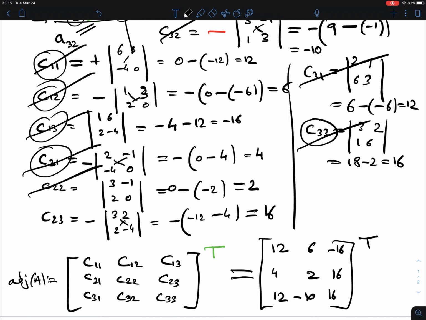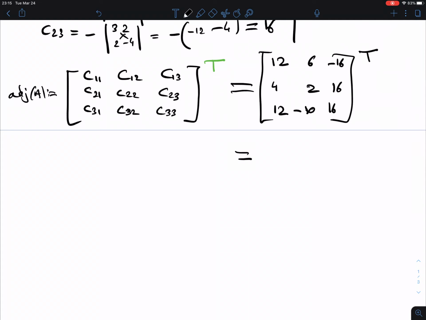But transpose. What does that mean, transpose? Well, transpose means that the rows become the columns, and the columns become the rows, in the same order. Some of you on the test just did the order wrong. Okay, don't do that. So what you do is you take this line here, and you flip the matrix along that line, flip it over. So this would be now 12, 6, 9, negative 16, and then you would have 4, 2, 16, and then you had 12, minus 10, 16. So that's my adjoint of A.